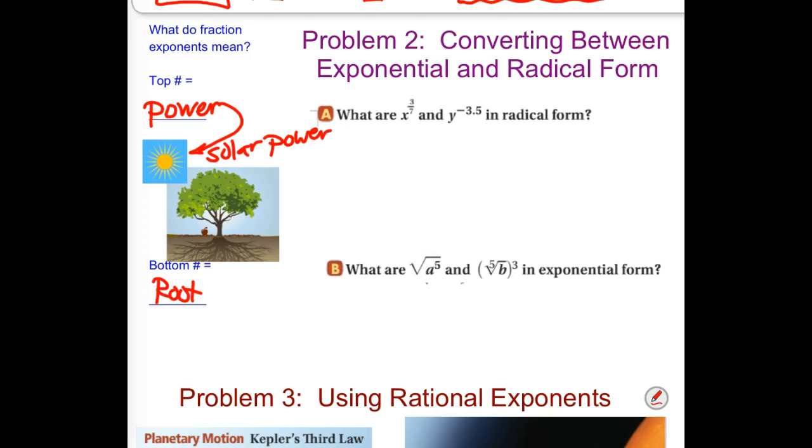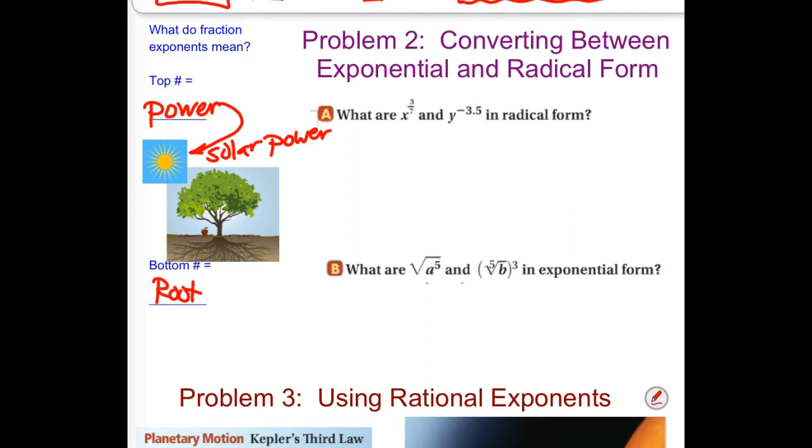Okay, so this question is saying, what are x to the 3/7 and y to the negative 3.5 in radical form? We're not simplifying it. We're not getting a number answer. We're just converting it to its opposite notation. Right now it's in rational exponent form, in exponential form. We want to write it in radical form.